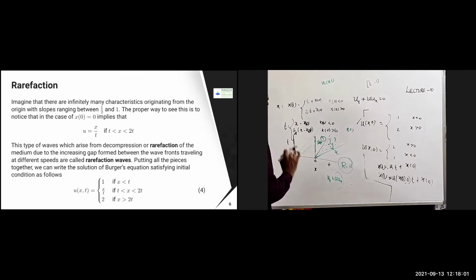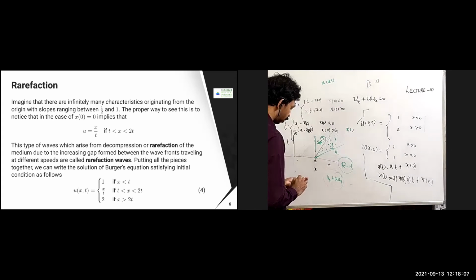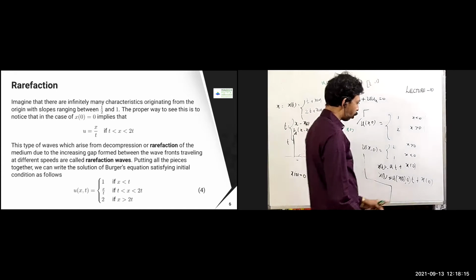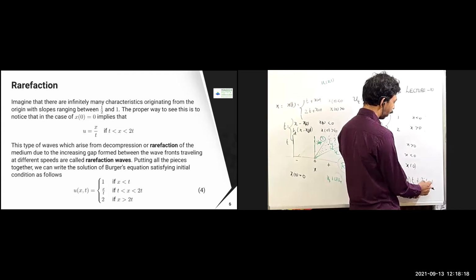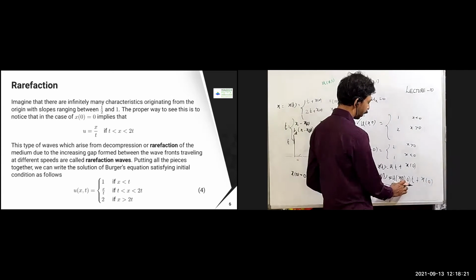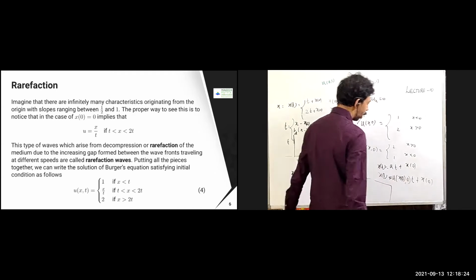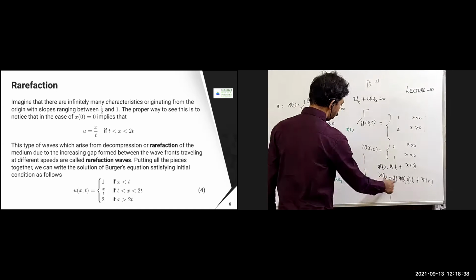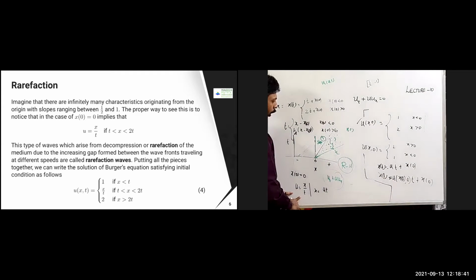In particular, the proper way to notice this is to see what is going to happen if x of 0 equals 0. In that case, u of 0 becomes 0, and this one I'm just keeping as it is. From this, since x of 0 equals 0 has been taken, x equals ut. Therefore, u equals x by t.